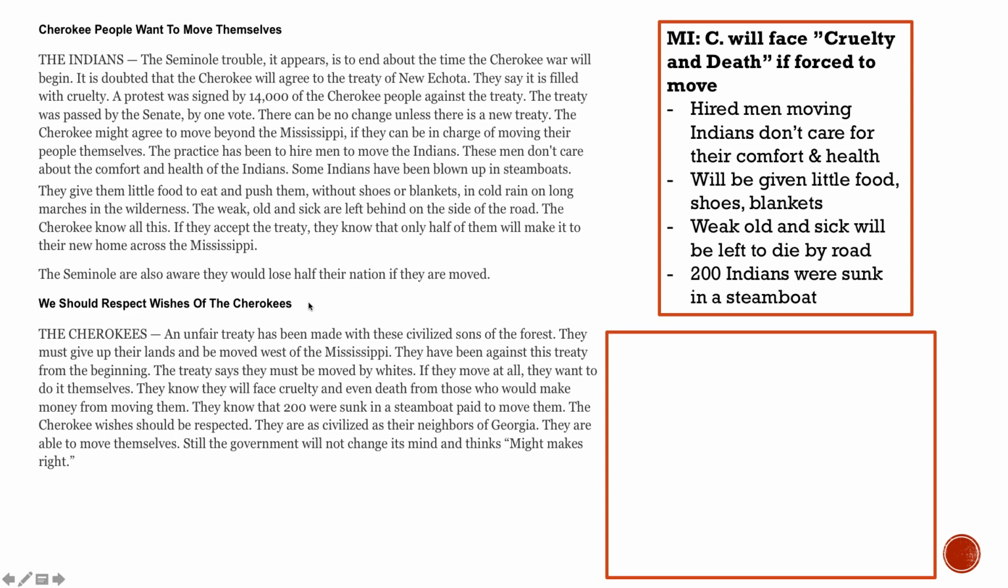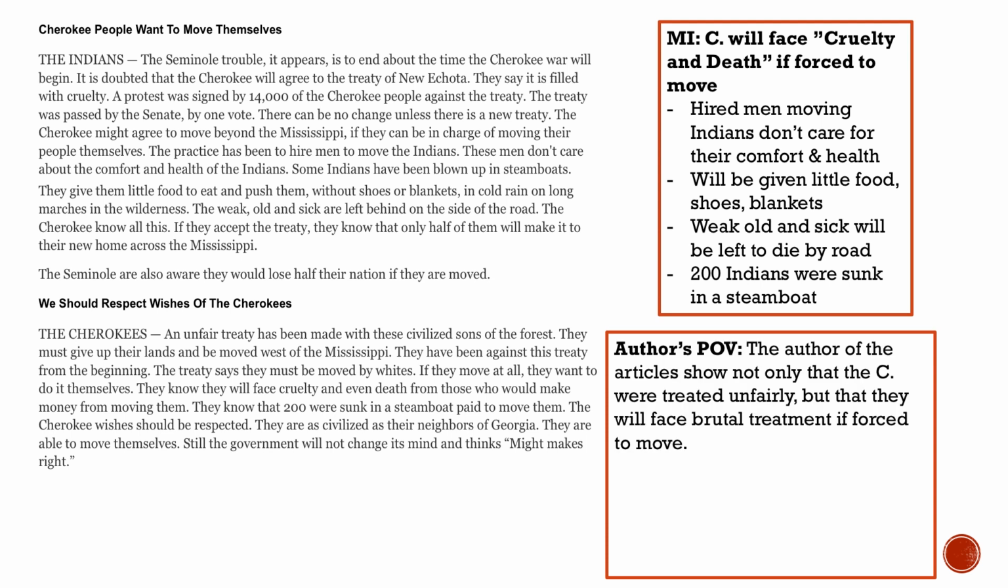We should respect the wishes of the Cherokees. The Cherokees, an unfair treaty has been made with these civilized sons of the forest. They must give up their lands and be moved west of the Mississippi. They have been against this treaty from the beginning. The treaty says that they must be moved by whites. If they move at all, they want to do it themselves. They know they will face cruelty and even death from those who would make money from moving them. They know that 200 were sunk in a steamboat paid to move them. The Cherokee wishes should still be respected. They are as civilized as their neighbors of Georgia, and they are able to move themselves. Still, the government will not change its mind and thinks might makes right.